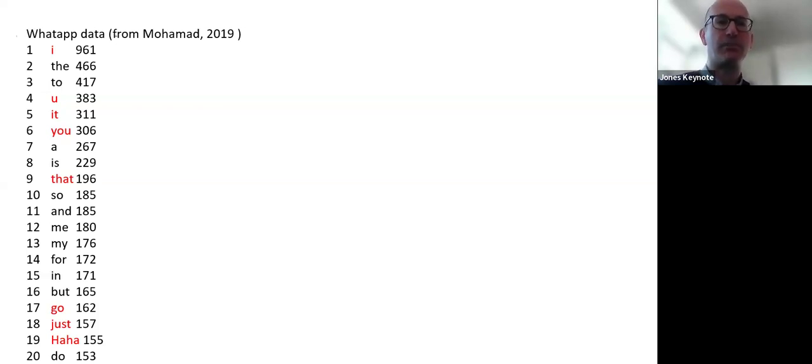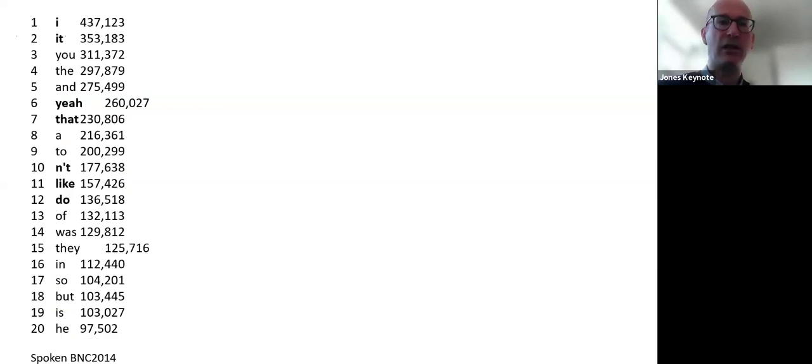When we compare this to the spoken British National Corpus most frequent words, there are many crossovers and similarities. We see it being highly frequent. We see you being highly frequent. We see that being highly frequent. But we also see some differences. Yeah is highly frequent in the spoken British National Corpus because, of course, it's a token which is used in response to other people when we're talking face-to-face. It's not something we can do via WhatsApp. Hence, we get different types of expressions used for listenership. We also have greater frequency of a word at number 11, like. Why is that?